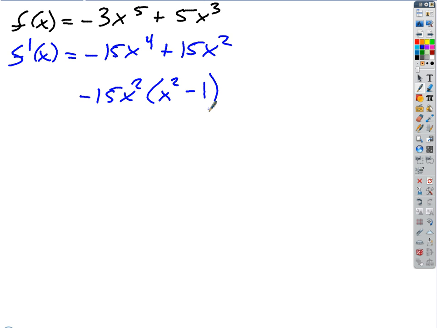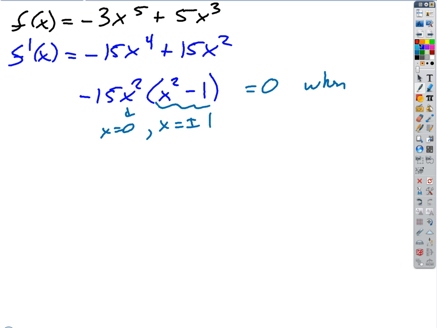That'll help us find the first derivative critical numbers. So that equals 0 when x equals? This is giving us x equals 0, and this is giving us x equals plus or minus 1, right? Okay, so we got our first derivative critical numbers.